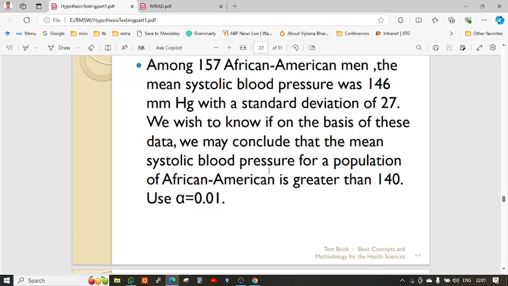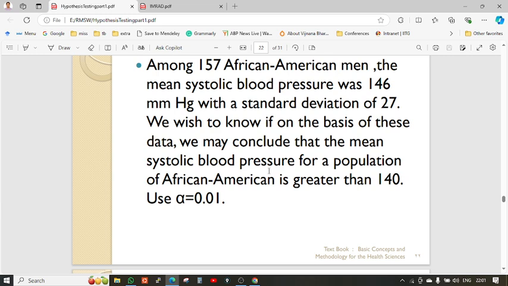So another example is for African American men, the mean systolic blood pressure was 146 with a standard deviation of 27. So we wish to know, on the basis of this data, what to conclude: is the mean blood pressure of the African American population greater than 140, with alpha, the significance level, equal to 0.01. So 0.01 is very small. So let's decide whether it is working or not.